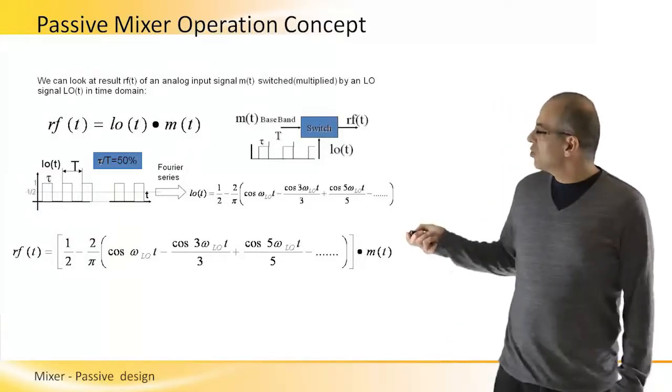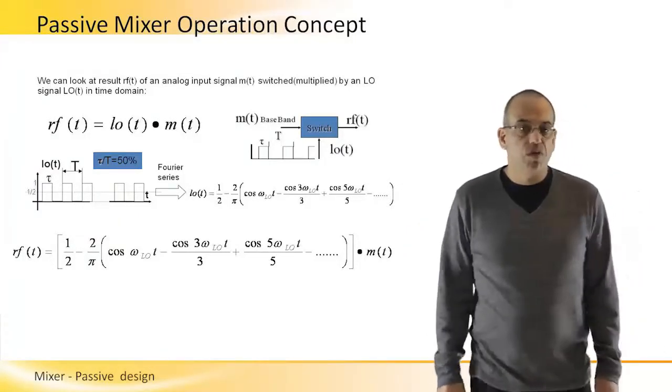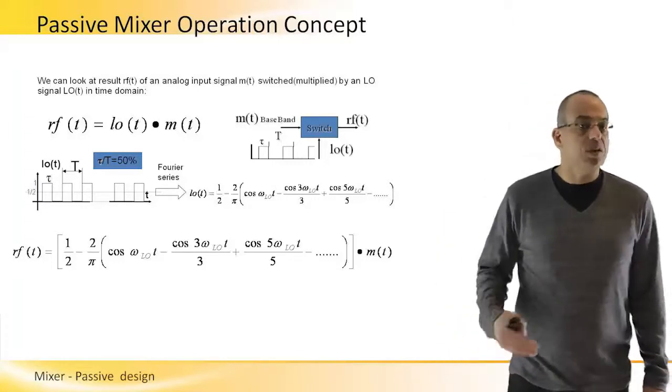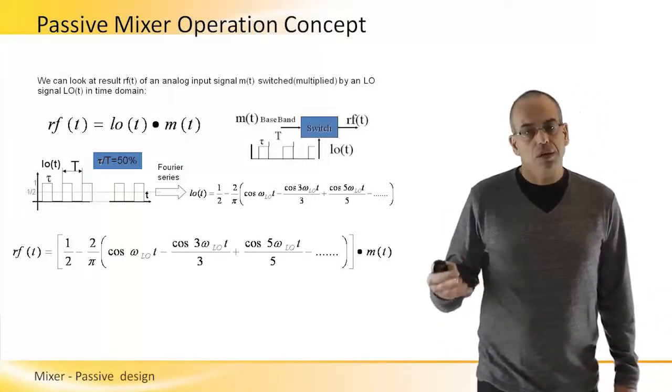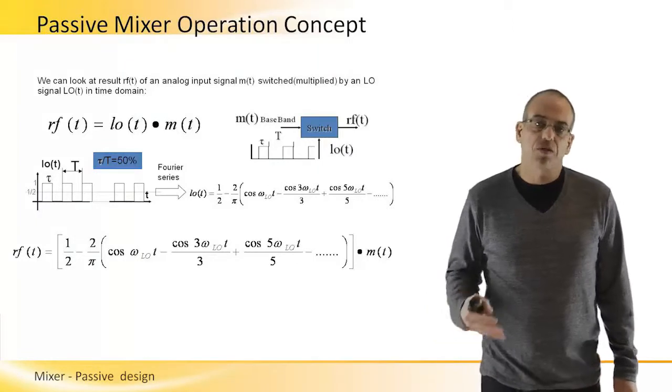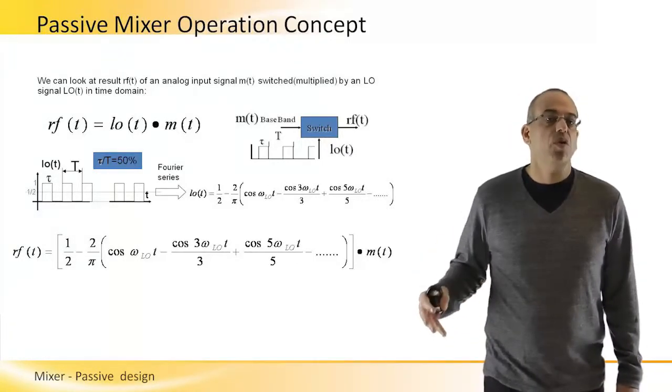However, this was the treatment for an ideal square wave LO. In the next slide we will see what happens when the LO is less ideal than a 50% duty cycle square wave.